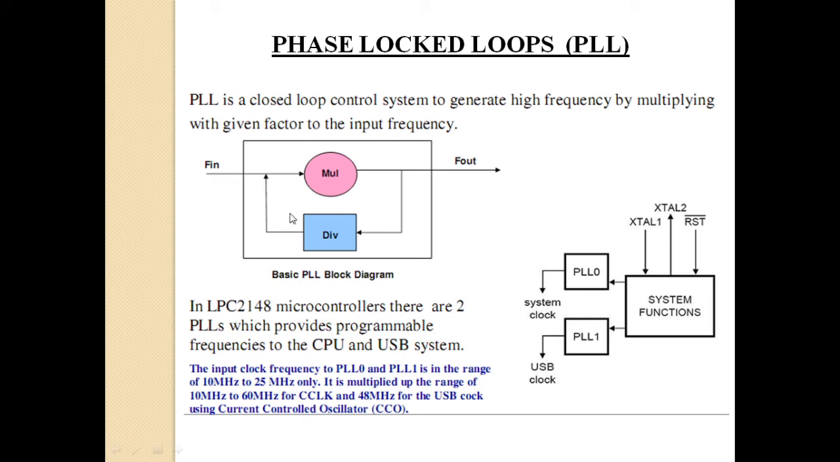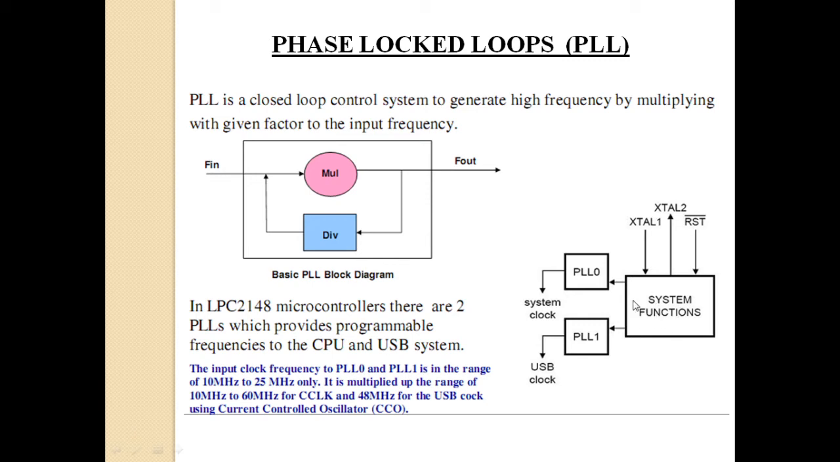The multiplication of this clock is done using something known as a current controlled oscillator. All these things you will study later. So for now, identify that the PLL has a current controlled oscillator which performs this, right? Actually, for configuring the PLL from a programmer's perspective, you need to configure only two things. What are they? The multiplication factor and the division factor, right?